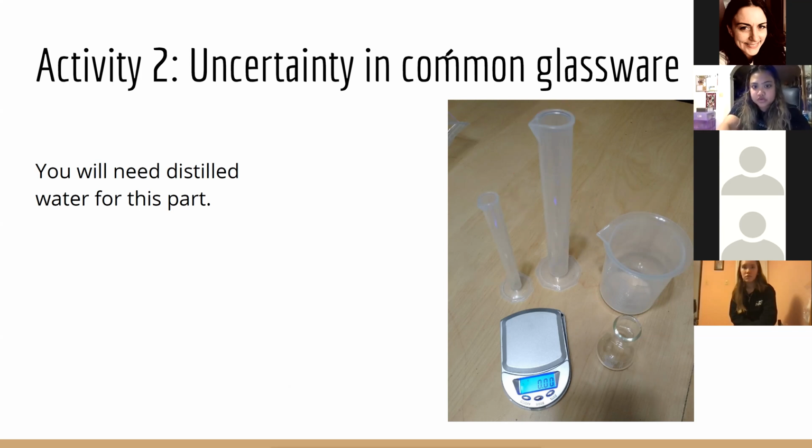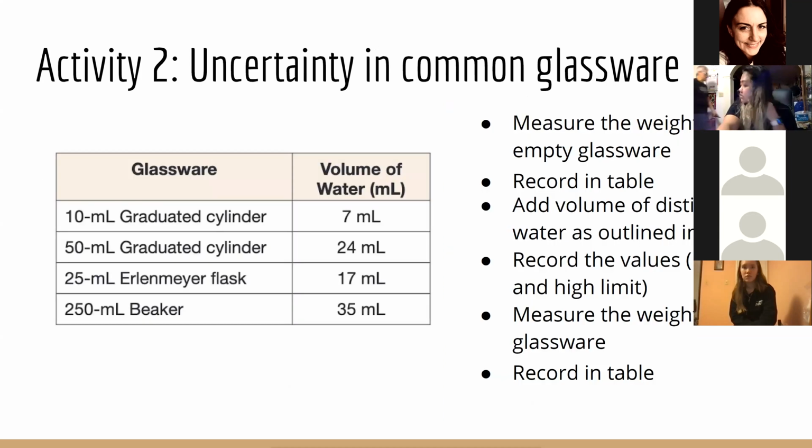So basically this is going to give you an idea of which one of those is the best at measuring volumes. It probably won't be terribly shocking to know which one is most accurate, which one isn't. So what we want you to do is put 7 mils of water in the 10 mil graduated cylinder, 24 mils of water in the 50, try and get 17 mils of water in the 25.